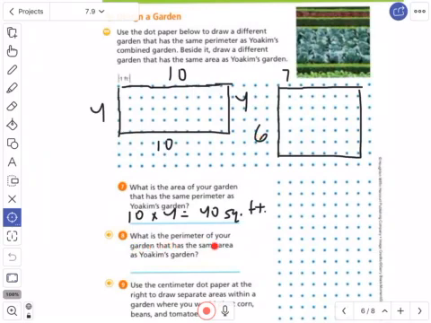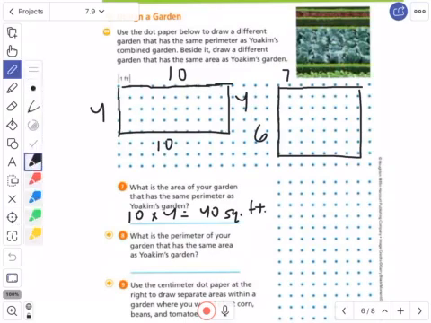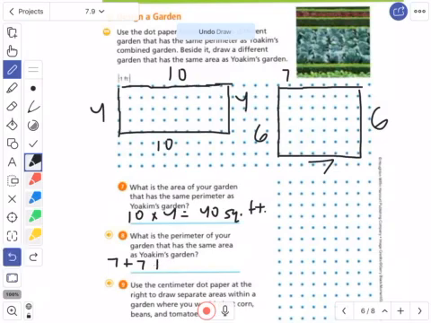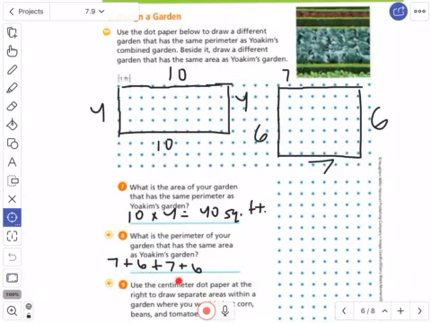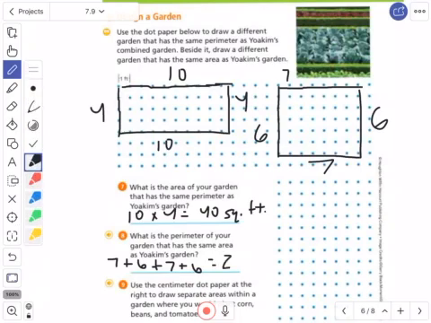But for number 8, what is the perimeter of your garden? So if I know that this side is 6, the other side is going to be 6. And if the top is 7, the bottom is going to be 7. So for perimeter, I have to add up all the sides. So 7 plus 7 plus 6 plus 6. Or I could do it like 7 plus 6 plus 7 plus 6. And I know that 7 plus 6 is 13, and then 7 plus 6 is 13. 13 plus 13 equals 26 feet.